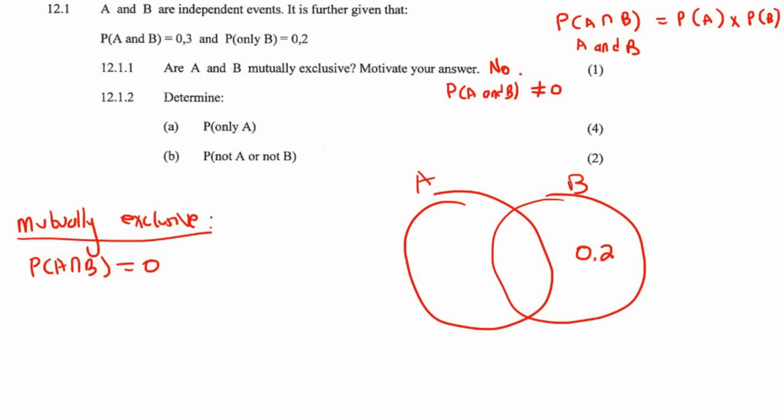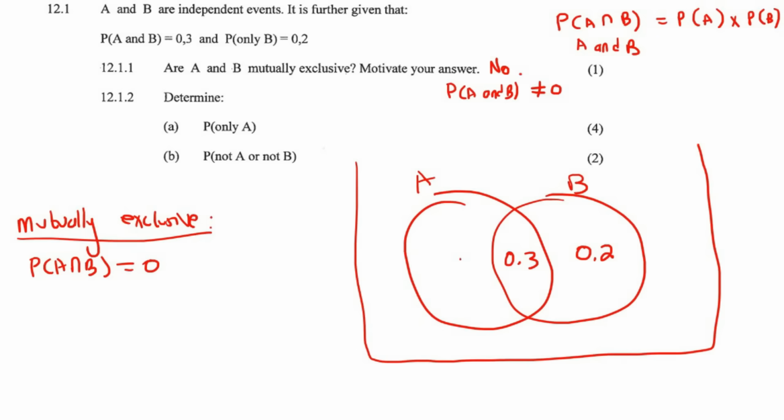Okay? Then it says probability of A and B is 0.3, so that's this part over here. And then some students are just going to go fill this in and say 0.5. But you've got to be careful. There might be stuff on the outside.